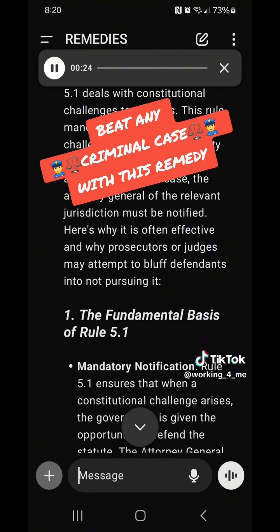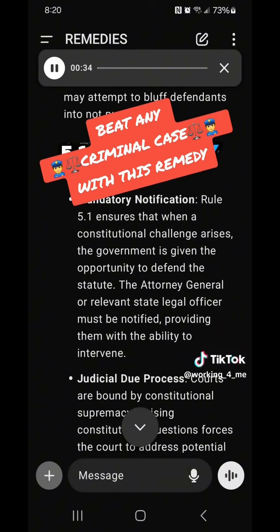Here's why it is often effective and why prosecutors or judges may attempt to bluff defendants into not pursuing it. 1. The fundamental basis of Rule 5.1. Mandatory notification. Rule 5.1 ensures that when a constitutional challenge arises, the government is given the opportunity to defend the statute. The Attorney General or relevant state legal officer must be notified, providing them with the ability to intervene.